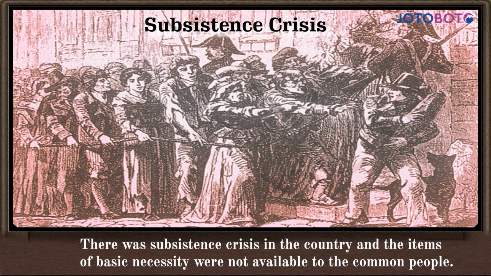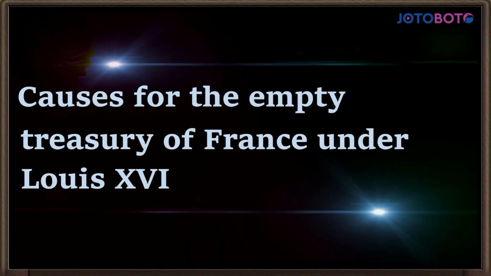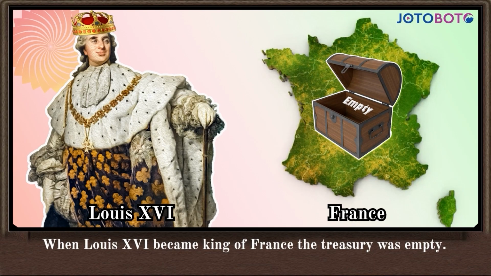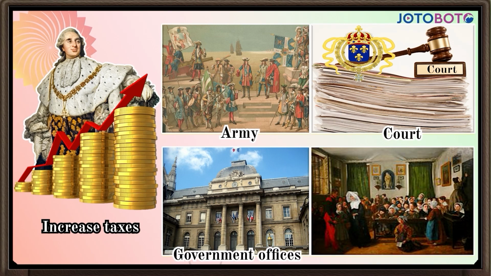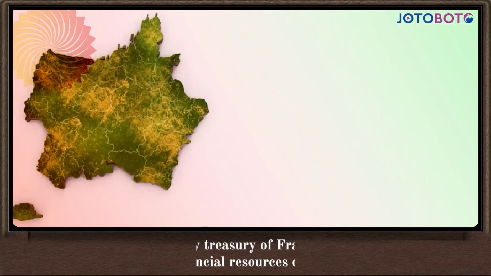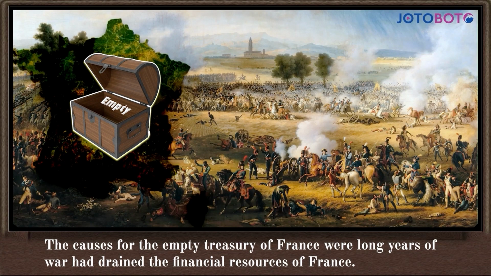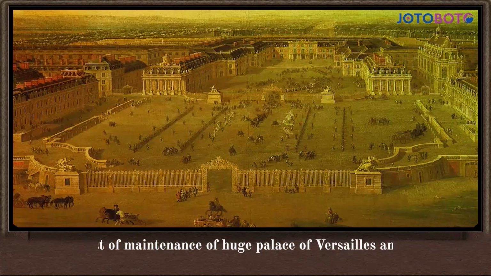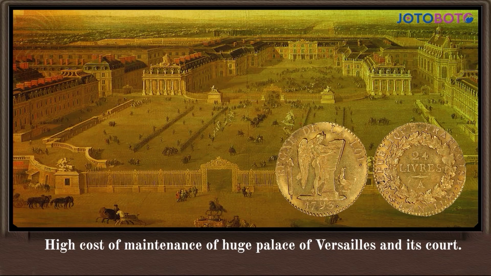the common people. Causes for the empty treasury of France under Louis XVI. When Louis XVI became the king of France, the treasury was empty, so he was forced to increase taxes for maintaining the army, court, government offices, and universities. The causes for the empty treasury of France were long years of war that had drained the financial resources of France, and the high cost of maintenance of the huge palaces of Versailles and its court.